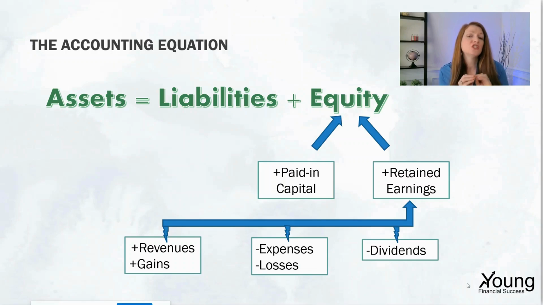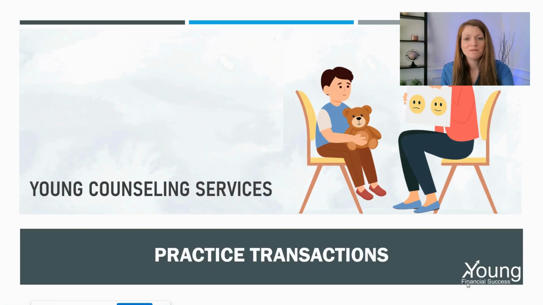But then if we decide to share some of that profit with investors, that's called dividends, and that's going to decrease how much we get to reinvest in the company. So it decreases retained earnings. All right, are you ready to start going through some transactions throughout the rest of this video? We're going to see how the transactions affect the accounting equation.